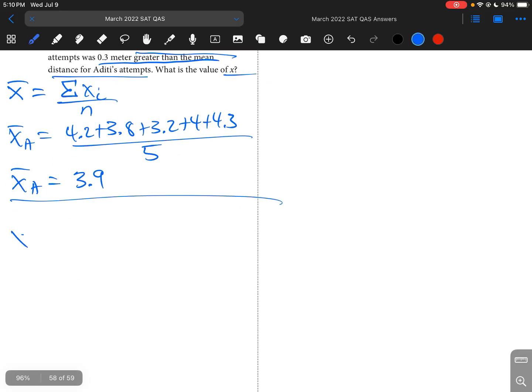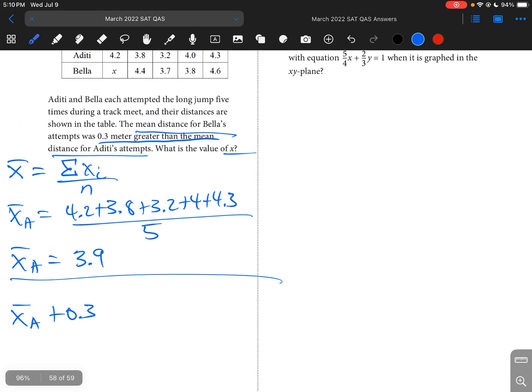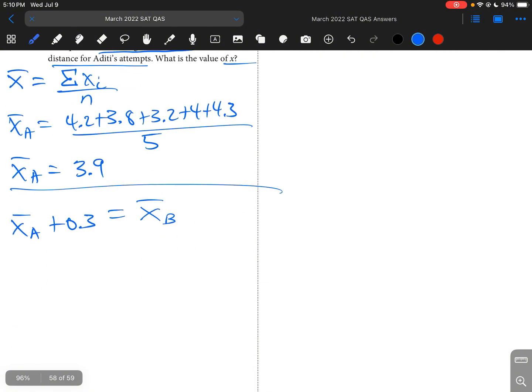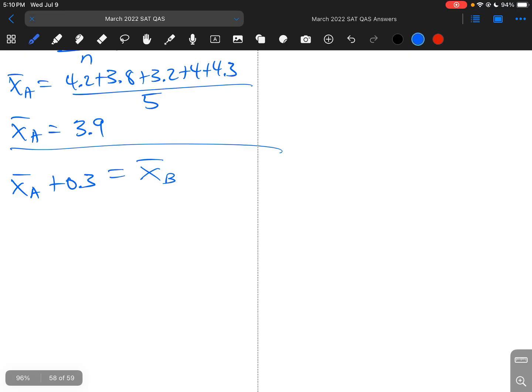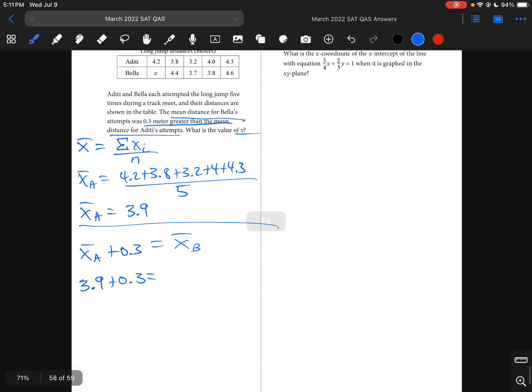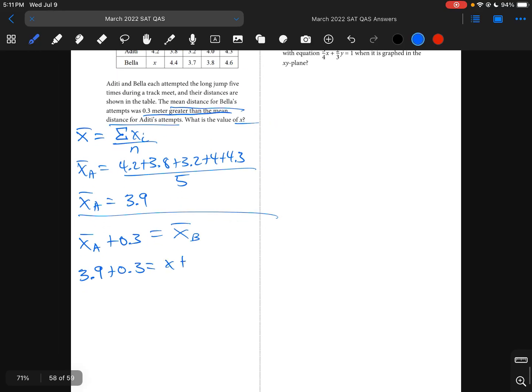So Aditi's mean plus 0.3 is equal to Bella's mean. Okay, so let's just plug everything into this equation. So we have 3.9 plus 0.3 is equal to x plus 4.4 plus 3.7 plus 3.8 plus 4.6, all over 5.